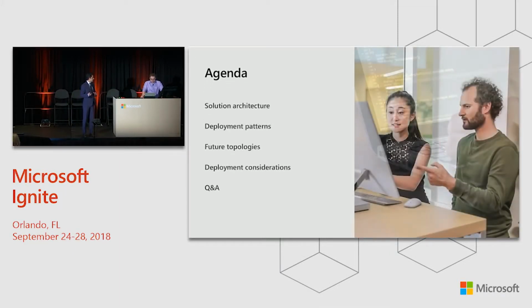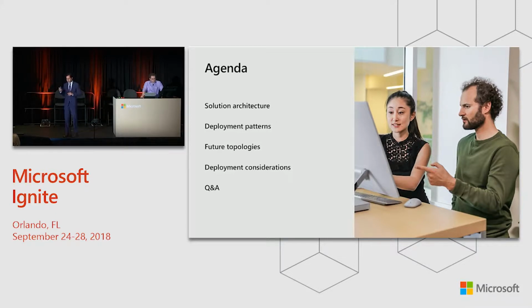So for our agenda today, we have a packed session here. We're going to talk about solution architecture, briefly to give you some context on how our solution is set up. We're going to talk about deployment patterns, future topologies, and then a question that comes up a lot when people start their implementations is, what are the different factors I need to consider when choosing one of the different deployment topology when I deploy the solution? And then we'll take Q&A.